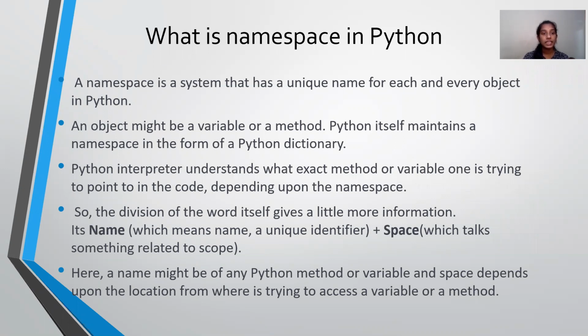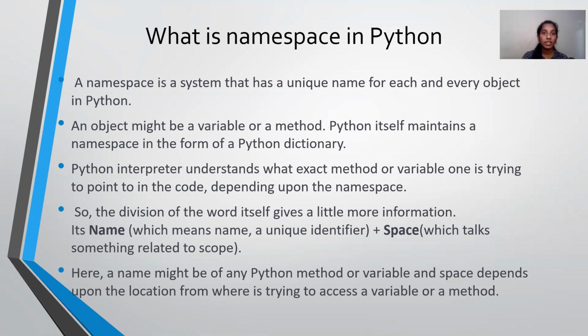Python itself maintains a namespace in the form of a Python dictionary. Python interpreter understands what exact method or variable one is trying to point in the code using a namespace. The division of the word itself gives a little more information. It is name, which means a unique identifier, plus space, which talks something related to the scope. Here, a name might be any Python method or variable, and space depends upon the location from where one is trying to access a variable or a method.